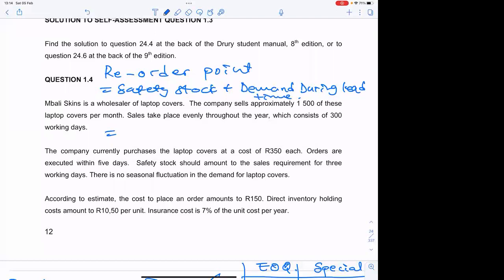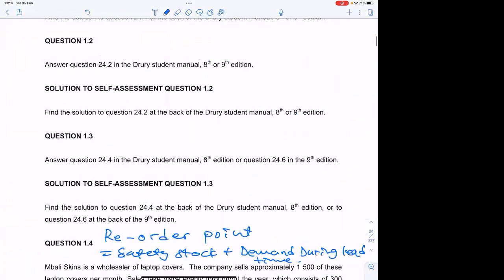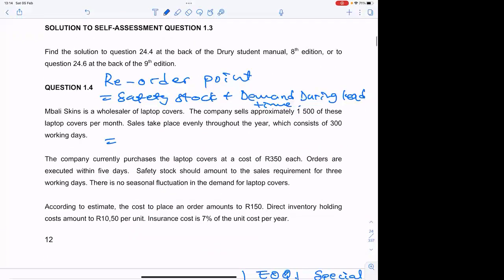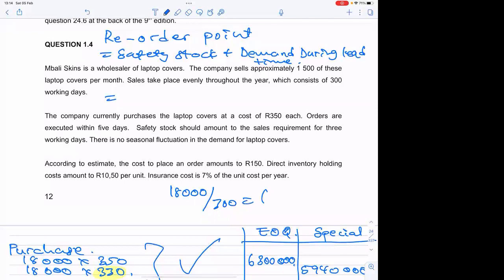So what is our safety stock? Our safety stock, we did calculate. Remember the order per day, we did calculate, we said it's what? It's 60, ne? Was it 60? Yes. Or just do it again. It was 18,000 divided by 300, which was 60 per day. So our safety stock was 60 times 3, which is 180, plus the demand during the lead time.